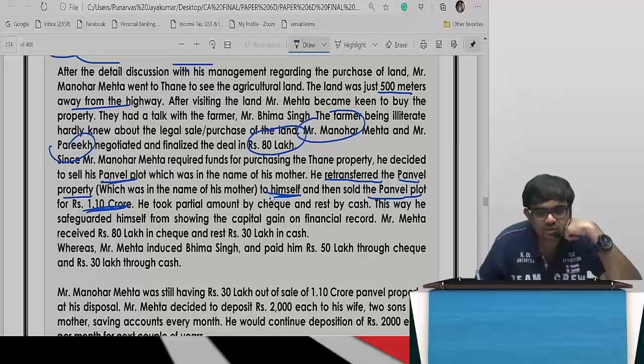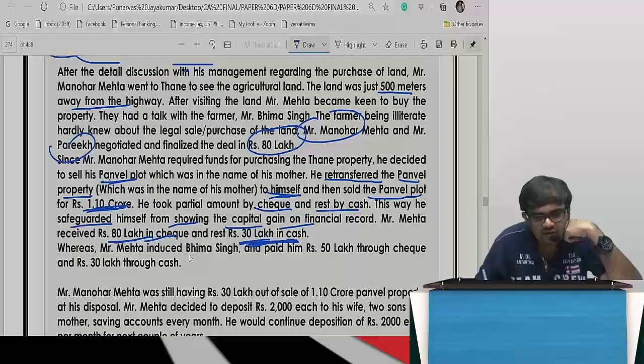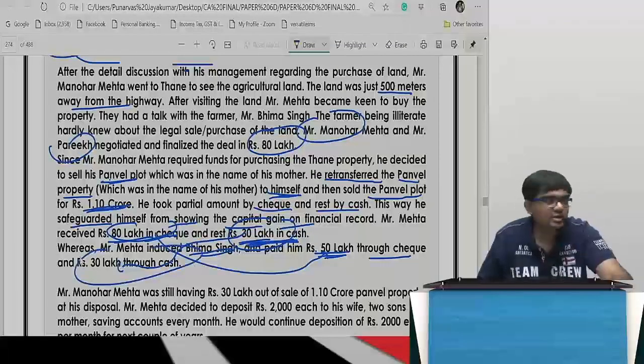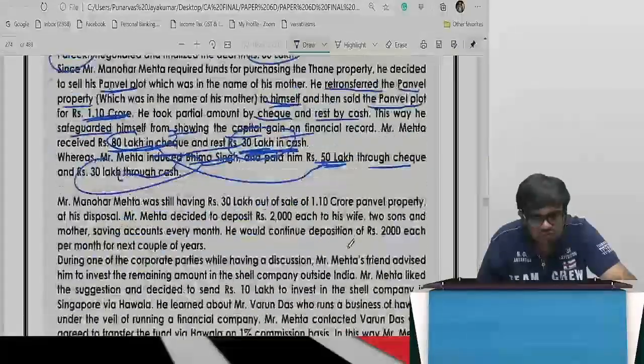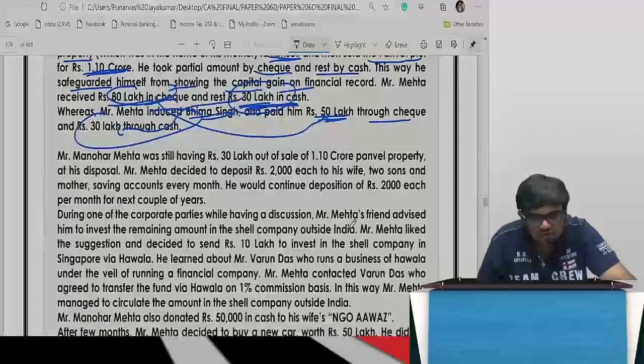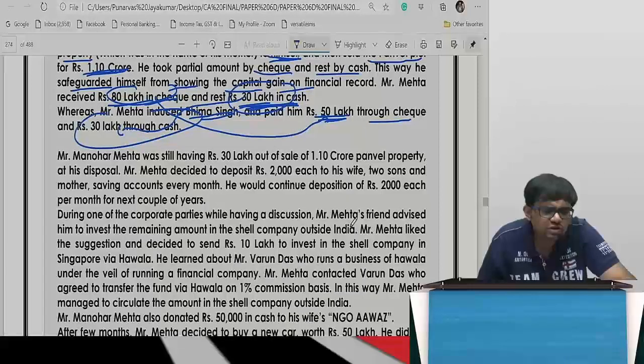He took a partial amount by check and the rest by cash. This way he safeguarded himself from showing the capital gain on financial record. Smart fellow. He received 80 lakh in check and the remaining 30 lakh in cash. Mr. Mehta then paid Bhima Singh 50 lakh through check. So of this 80 lakh, 50 lakh here, and this 30 lakh cash. Done deal. He was still having 30 lakh out of the 1.1 crore Panvel property at his disposal.